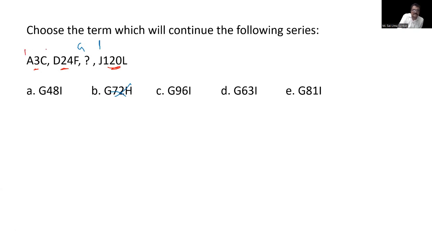A is the first letter, C is the third letter, 1 times 3, that is equal to 3. D is the fourth letter, and F is the sixth letter. 4 times 6, that is equal to 24. G and I. What is the G? 7th. What is the I? That is equal to 9. So what is the product of 7 and 9? That is equal to 63. So what is the answer? Answer is G63I, which is the required answer.